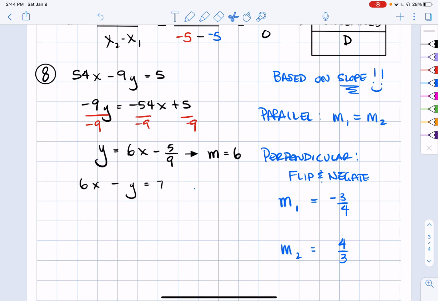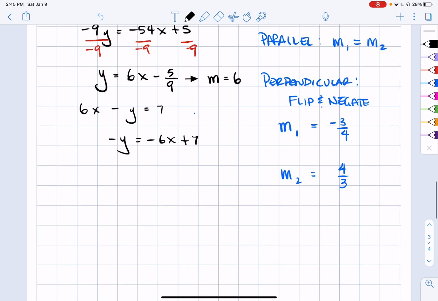Okay, so now let's take the second equation and let's do the same thing. I'm going to subtract 6x over to the other side, and then I'm going to divide every single one by -1. So after I do that, I'm going to have y is equal to 6x minus 7. So again, all I care about is that the slope is equal to 6.